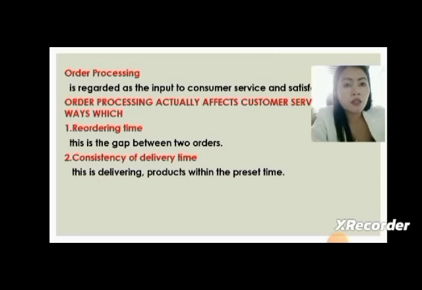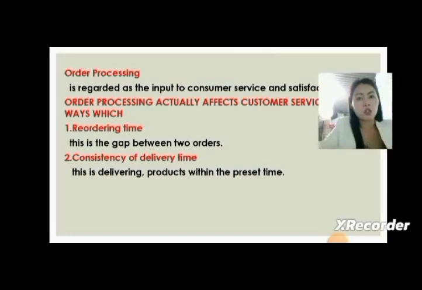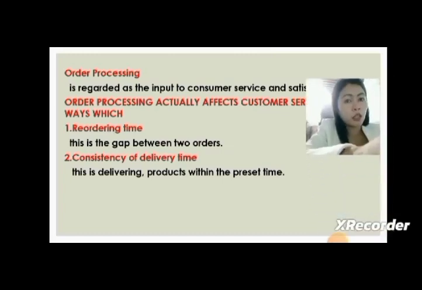Order processing is regarded as the input to consumer service and satisfaction. An example of order processing is when a customer orders a pair of headphones from a particular brand. Order processing actually affects consumer service in two ways: reordering time and consistency of delivery time. Reordering time is the gap between two orders. In reordering time, a reorder point is a specific level at which your stock needs to be replenished. In other words, it tells you when to place an order so you won't run out of stock.